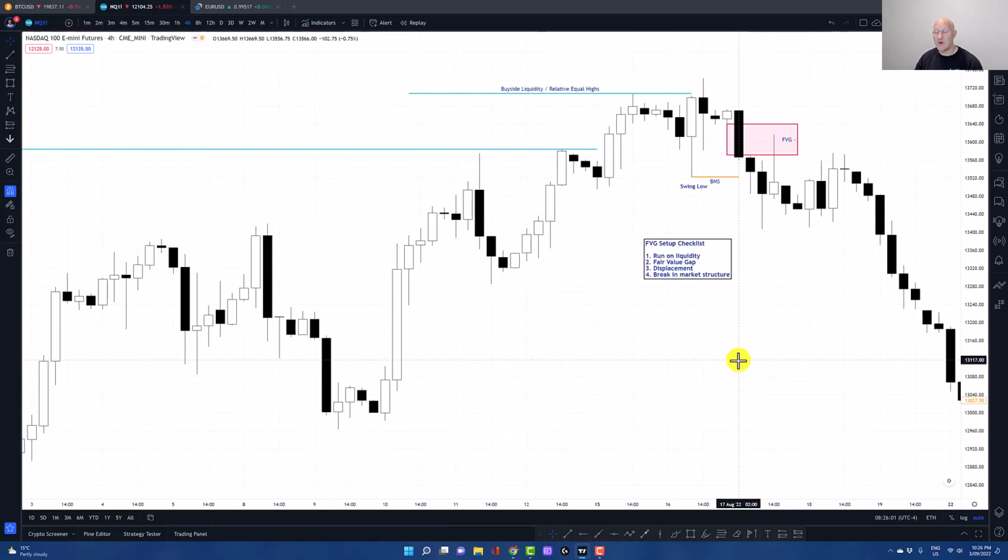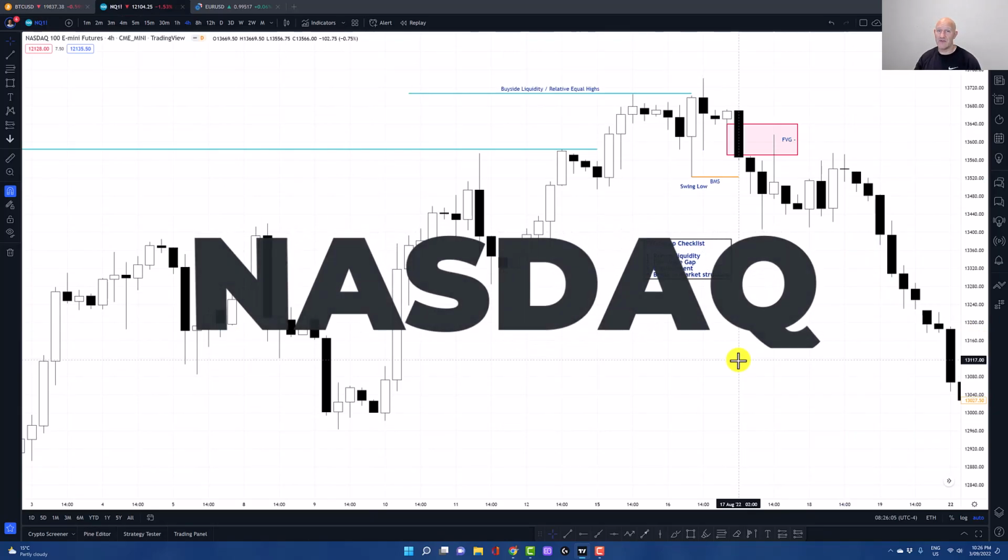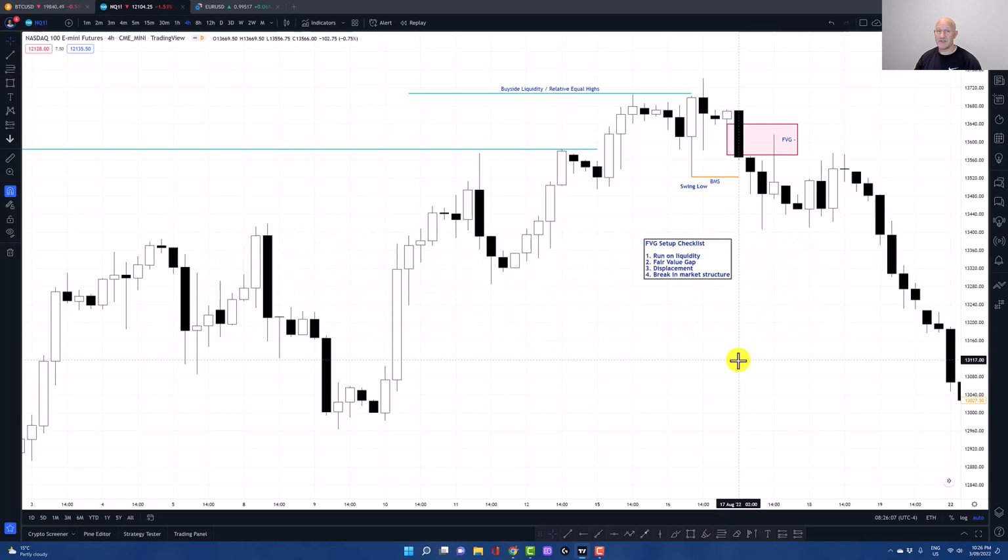So if we move on to our second trade now, and this is on the NASDAQ using the 4-hour chart. This time we're looking at a short setup, so a bearish fair value gap setup, on the 17th of August 2022. So you can see we've got our checklist again. Our fair value gap setup checklist, we're looking for firstly a run on liquidity, a fair value gap formed, displacement, and then a break in market structure.